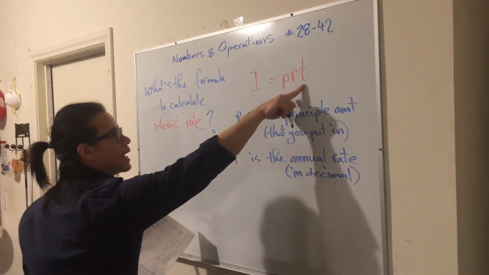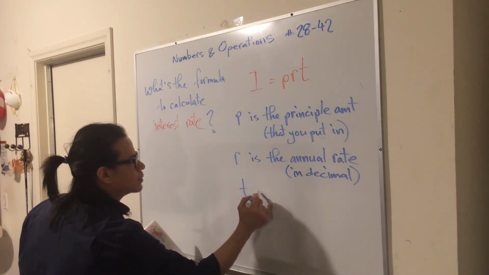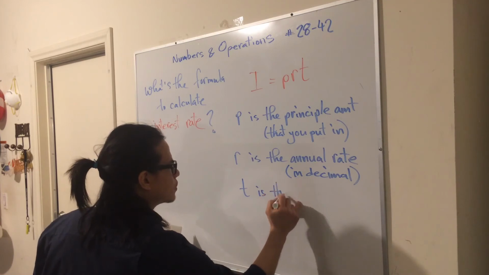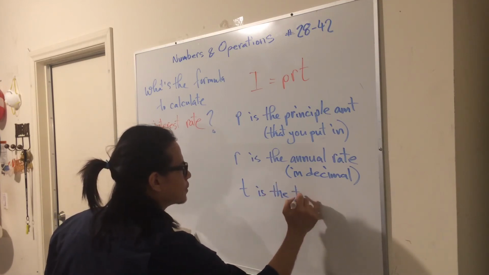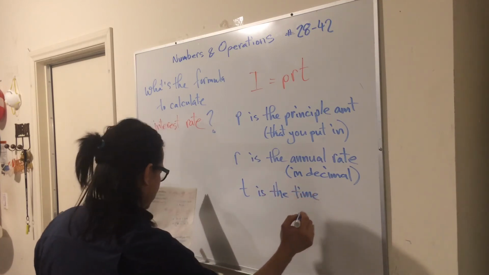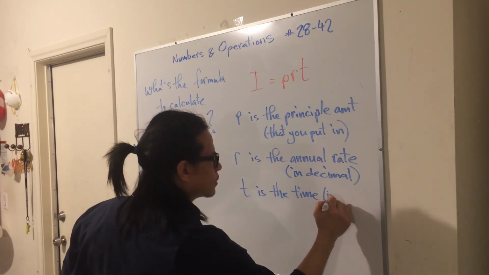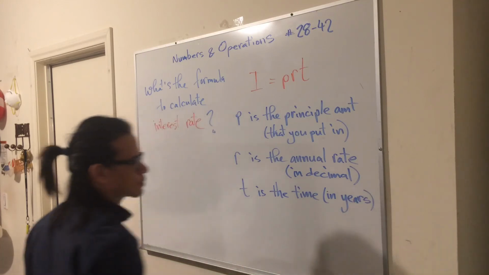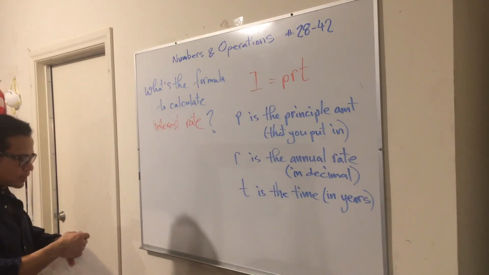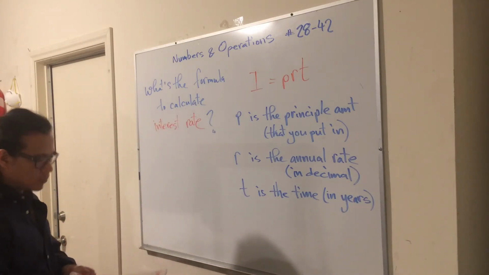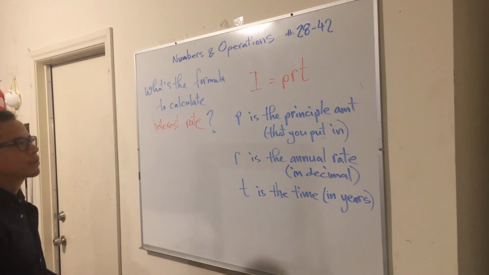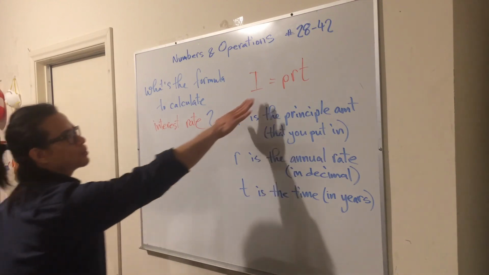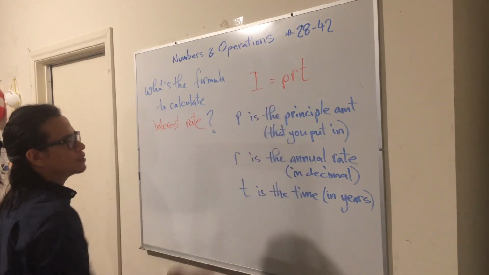Okay, last is T. T is the amount of time. Okay, so T is the time in years. There you go. Okay, so with this formula, we'll be able to calculate quite a few things. Please make sure to write this down and know what each of those letters represents.